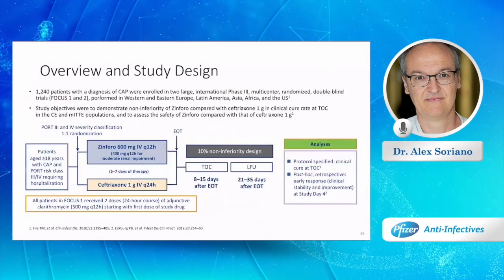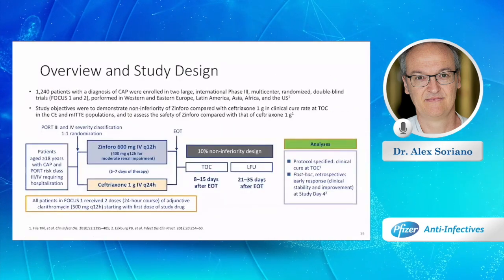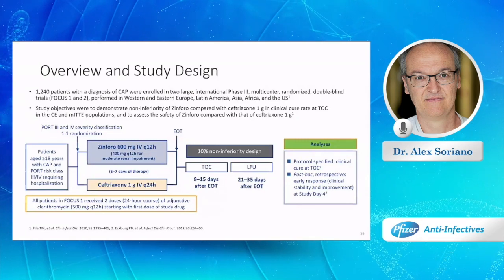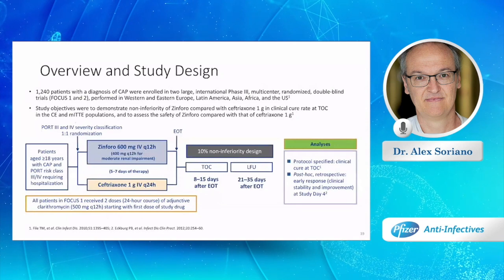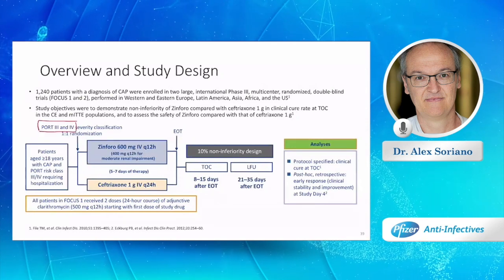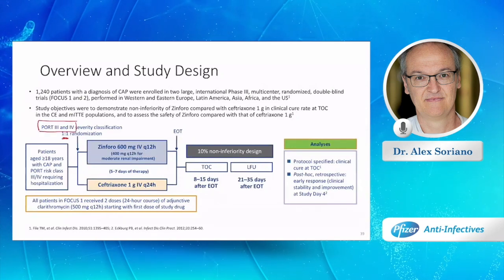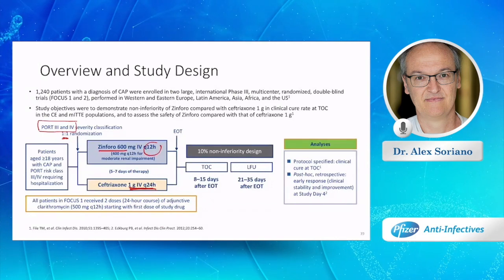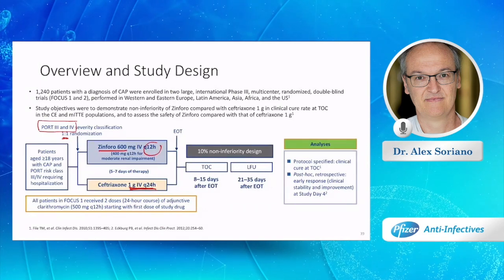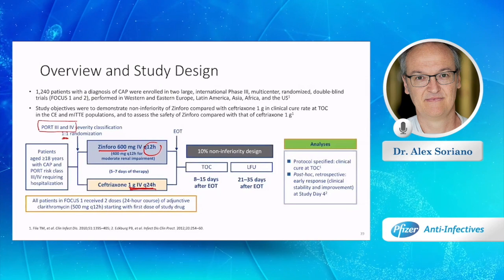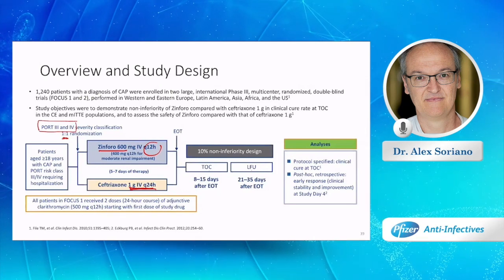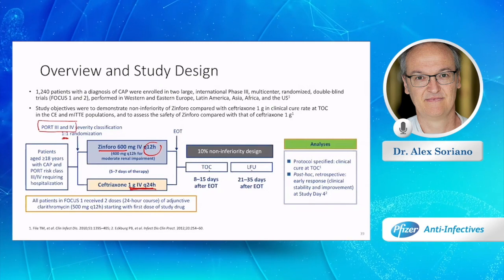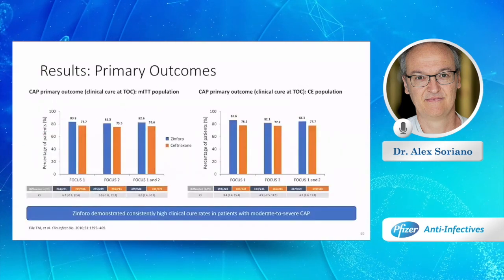The FOCUS 1 and FOCUS 2 trials were two quite similar trials in patients with community-acquired pneumonia with PORT 3 and 4, with 1:1 randomization to Ceftaroline 600 milligrams every 12 hours, or ceftriaxone 1 gram every 24 hours. Clinical recovery was the major endpoint, measured at test of cure and also at the last follow-up visit. This is mainly the structure, and these are the results.